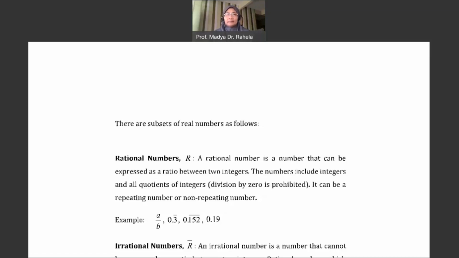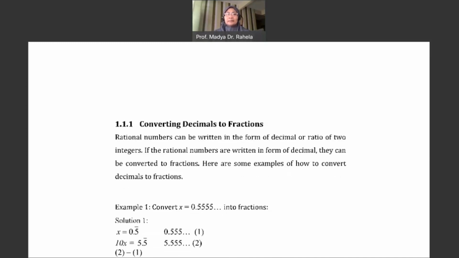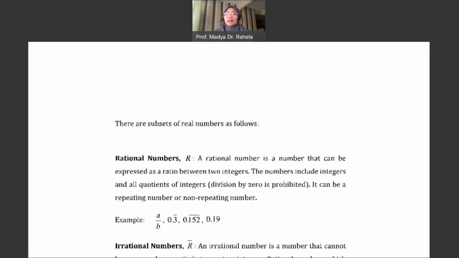Now, what are the different types of real numbers? First is rational numbers. Now what are rational numbers? Rational numbers are numbers that can be expressed as a ratio between two integers. So any number, as long as we can write it in the form of a fraction of two numbers, or a ratio, we call it a rational number.